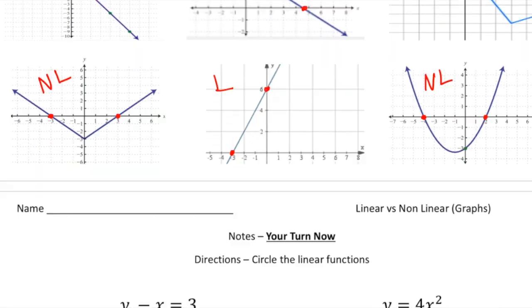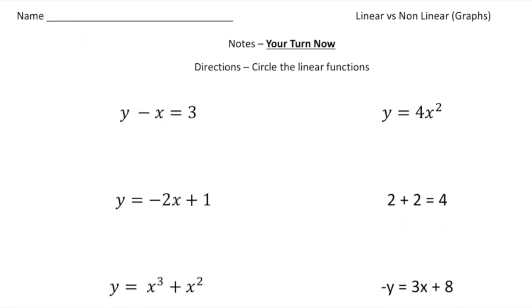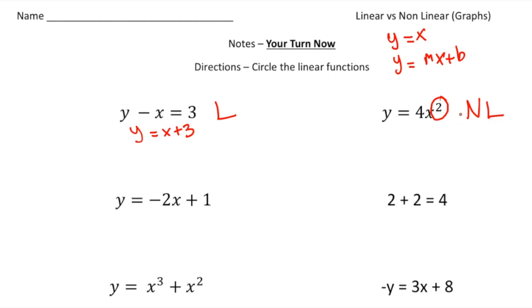Then you have to do some problems on this page based on equations. Remember, if you can write the equation in either y equals x format or y equals mx plus b format, it's a sign that it's linear. So this one, we could transform the equation to y equals x plus 3. That's slope-intercept form, so this is linear. This one here, we got a squared here. That's an automatic sign that the function is nonlinear. If we graph that, it wouldn't be a straight line. This one here is written in slope-intercept form, so that's linear.